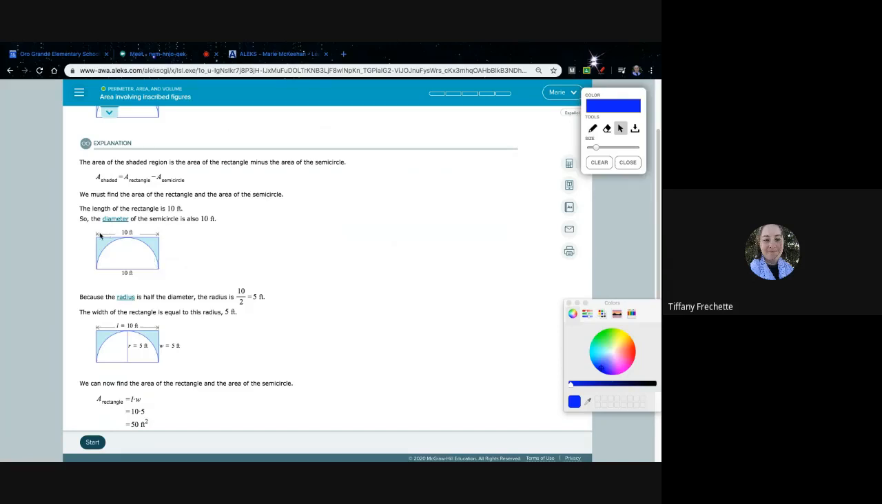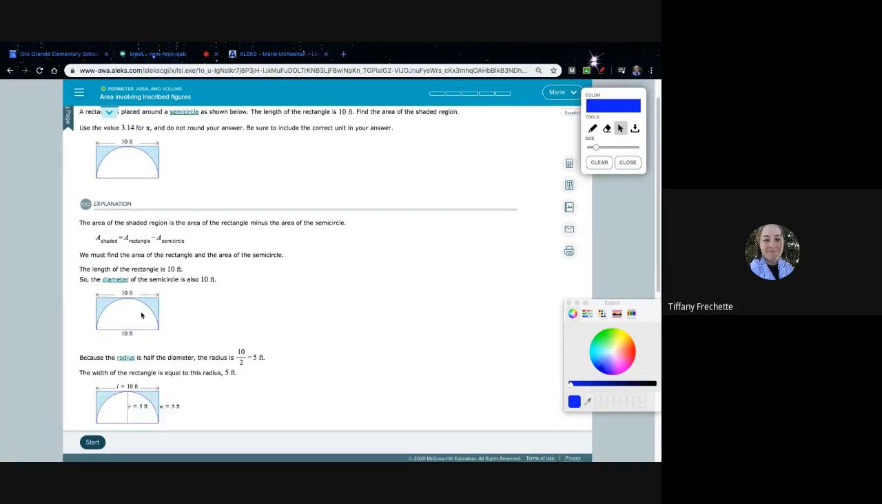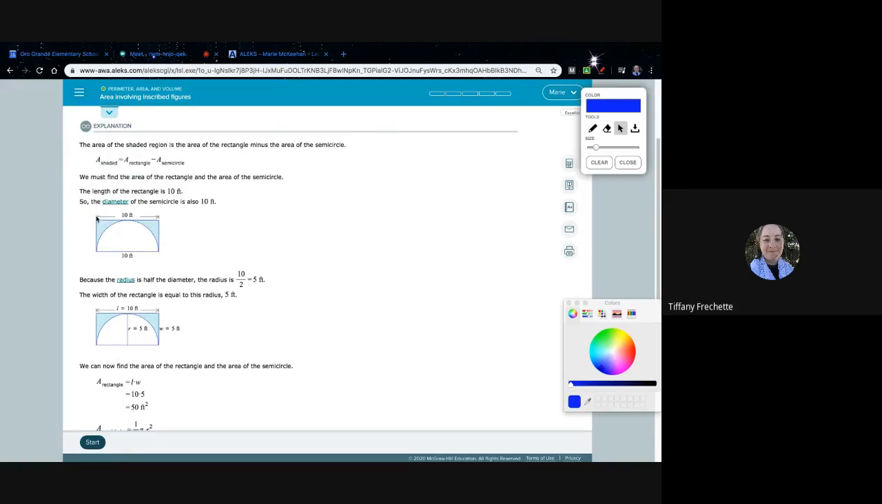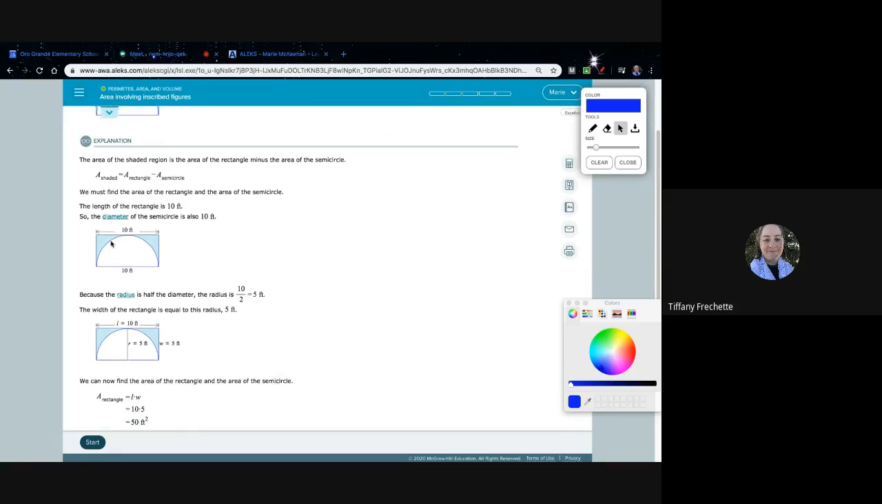So we do have to recognize they told us that the length is 10 feet here. They told us that in the example and they wrote it on the diagram here. So we know that the length is 10 feet. If the top is 10 feet, the bottom is 10 feet. So even though on the original diagram they didn't put it down here, it transfers from top to bottom.